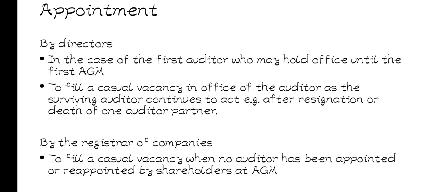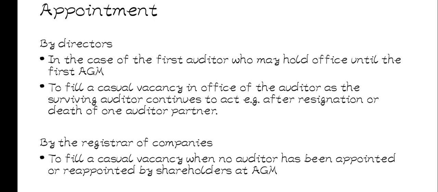Then secondly is to fill a casual vacancy in the office of the auditor, as the surviving auditor continues to act. For example, after resignation or death of one auditor partner. So they can appoint someone just to fill the vacancy in case maybe the auditor that was there resigned, or died, or is sick, something like that. Yes, so those are the two circumstances that can lead to appointment of an external auditor by the directors.